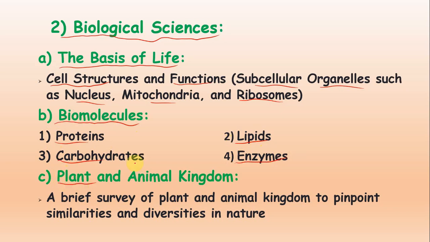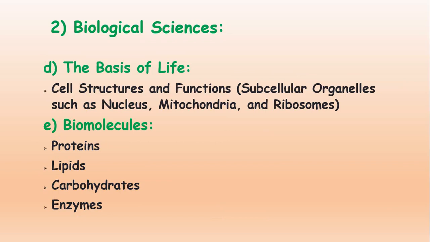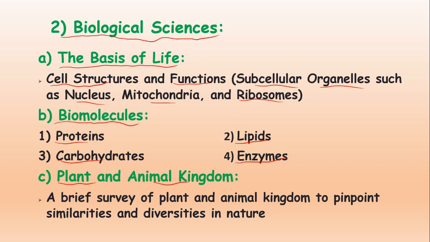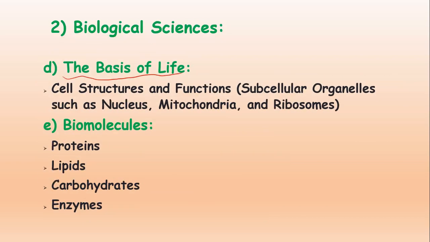C part is plant and animal kingdom. This is also a very important portion, a brief survey of the plant and animal kingdom to pinpoint similarities and diversities in nature. Then in the second part of biological science, D part is the basis of life. This is the same slide which we have discussed, where we will discuss the basis of life and biomolecules.